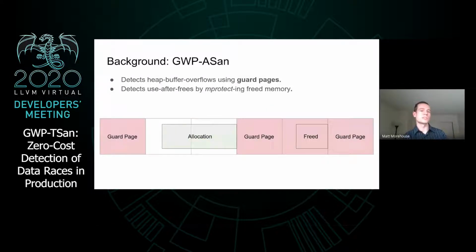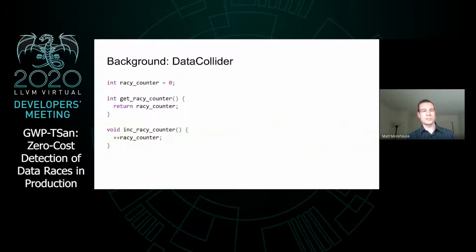Allocations sent to GWIP ASAN get buffer overflow and use after free detection. GWIP ASAN does this using guard pages and by protecting freed memory, but it does not detect any data races. For that, we need a new mechanism. GWIP TSAN uses some ideas from Microsoft Data Collider to achieve this.